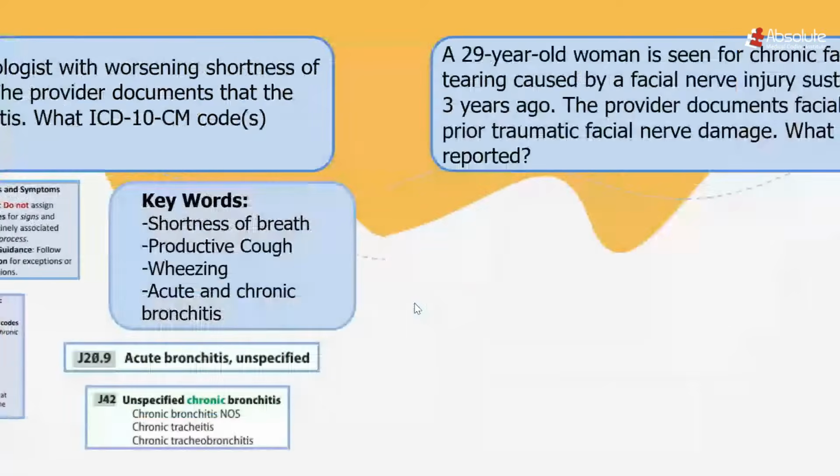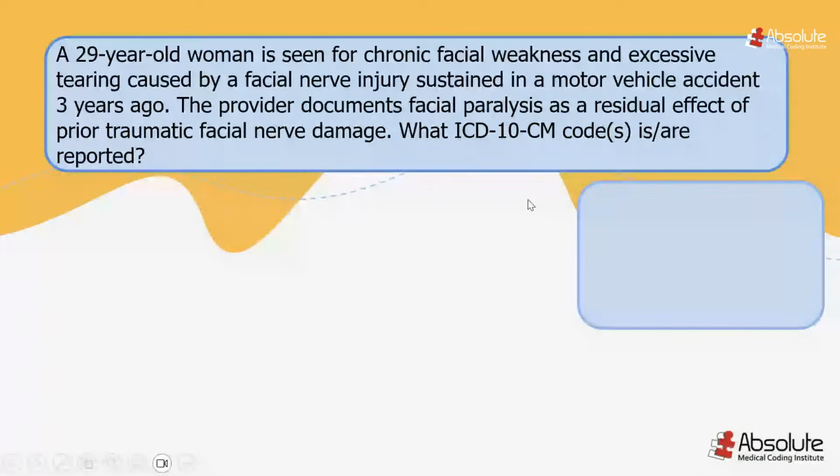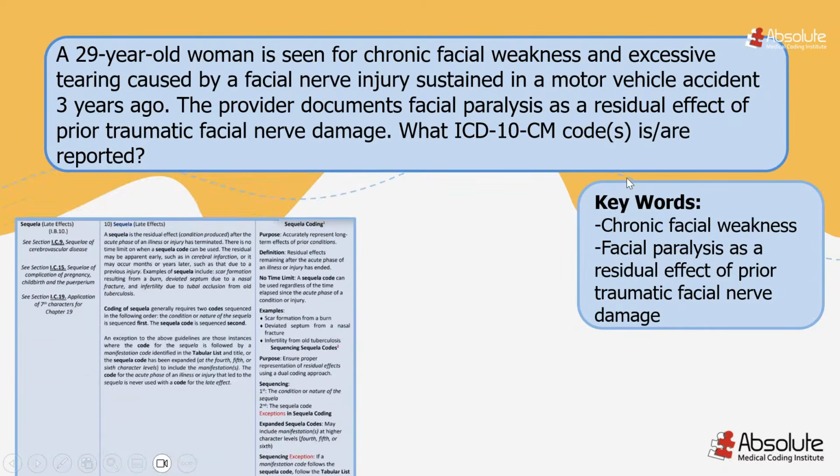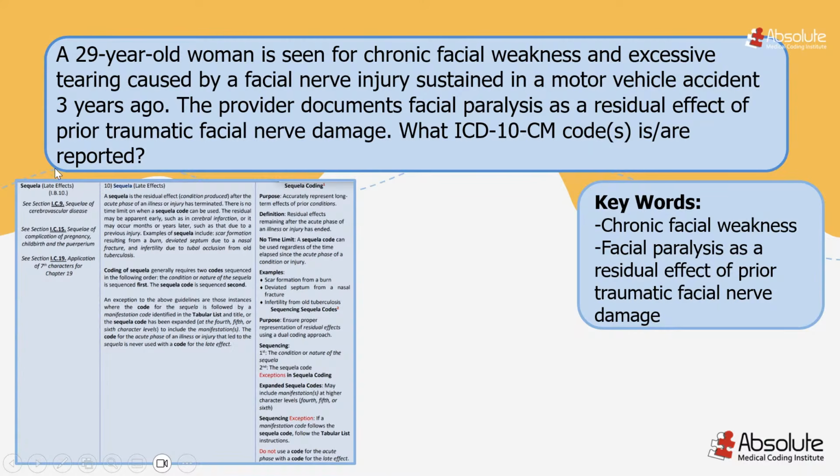Okay, so we have our scenario right here. We are coding chronic facial weakness and facial paralysis as a residual effect of prior traumatic facial nerve damage. So this is a large guideline, the ICD-10 guideline on sequela, the late effect. If you look at the sequence coding right here, there's a lot to read, but first you're going to code the condition or the nature of the effect, so the residual effect. And that residual effect is going to be the facial paralysis.